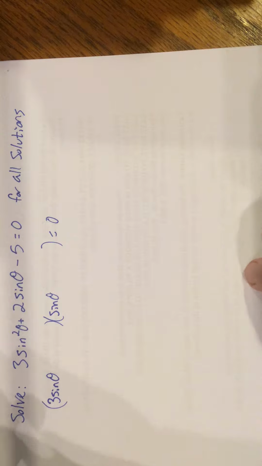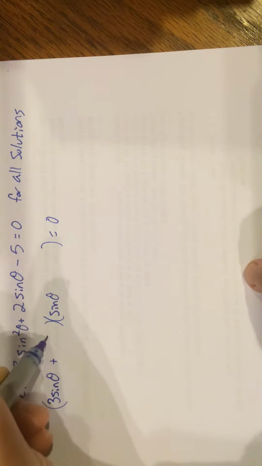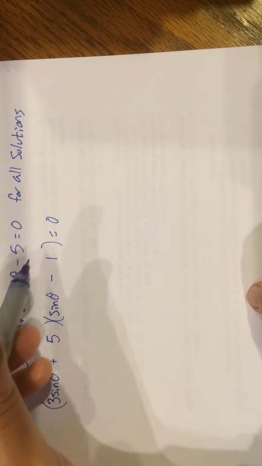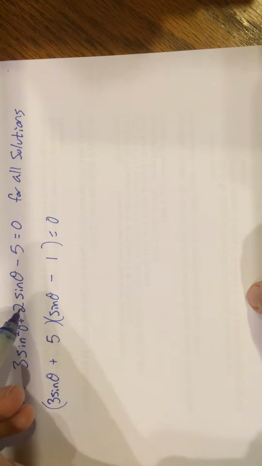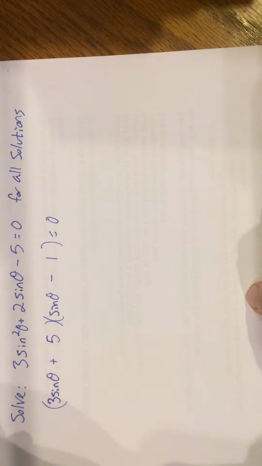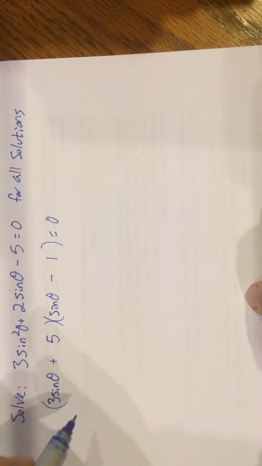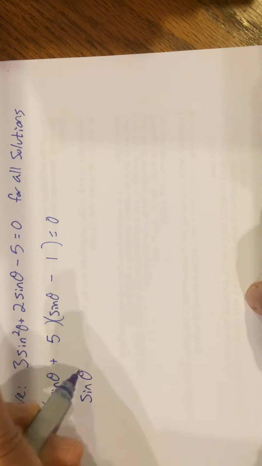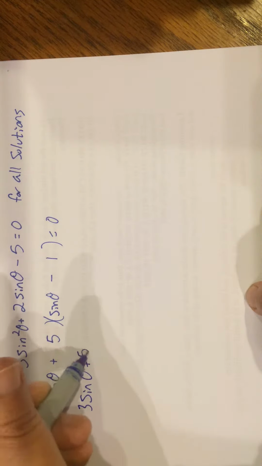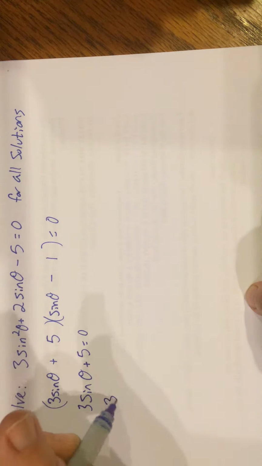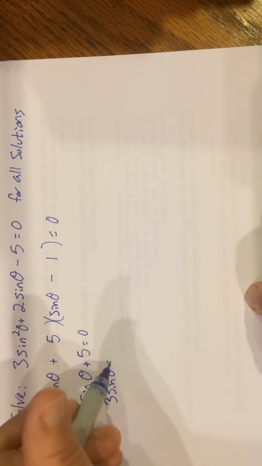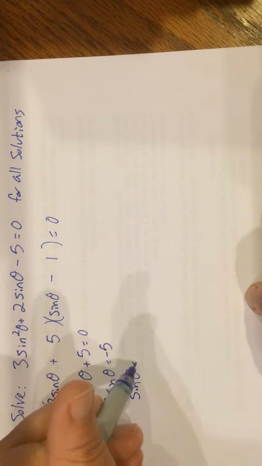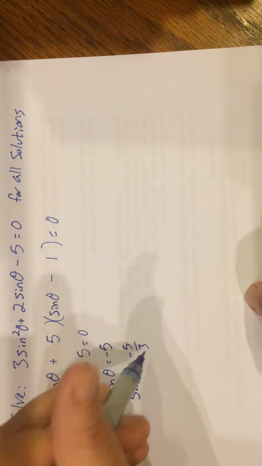So let's see, I should end up with a plus 5 here and a minus 1 here, because that would give me a minus 3 and a plus 5, which would give me a positive 2, so that should work. And then I'm going to go ahead and try to solve. So I'm going to have sine theta minus 1 and 3 sine theta plus 5 equals 0. 3 sine theta equals negative 5, so sine theta equals negative 5 over 3.